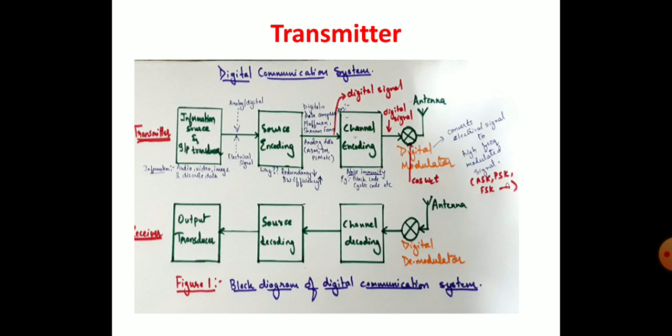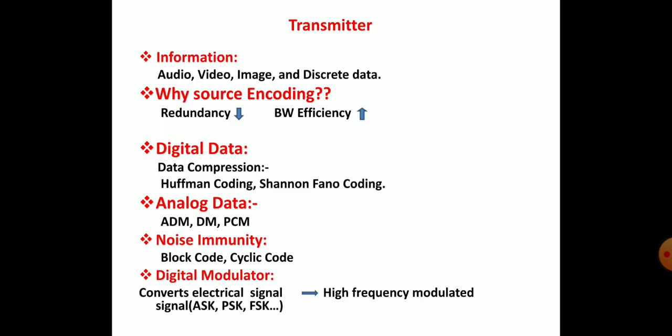You can have a look at what all is being discussed about the transmitter in this part, where I have mentioned that information is audio, video, image, discrete data, whatever. Why are we using the source encoder block there? In order to reduce the redundancy and to improve the bandwidth efficiency. Why digital data? If it is digital data, then you are going to do data compression using the different methods available, Huffman coding or Shannon-Fano coding, or many other methods.